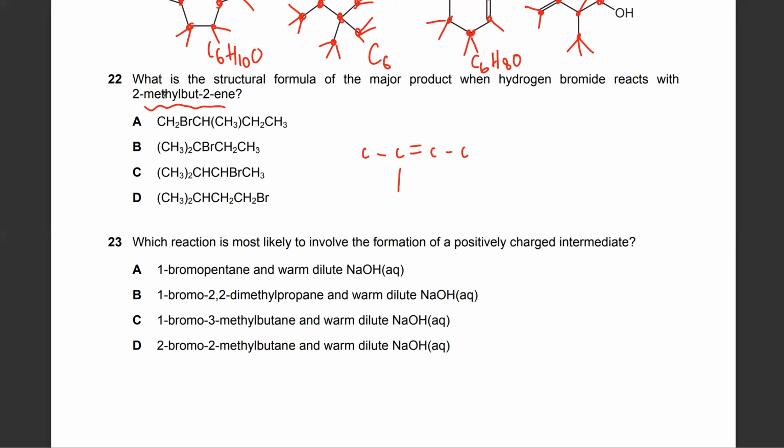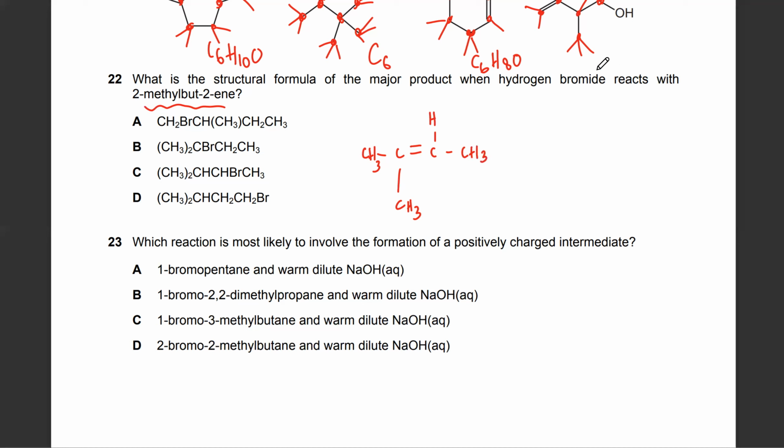So there's a carbon. This one will have 3 H's. This one over here will have 3 H's. This one has 1 H. This one has 3 H's. Okay, so let's just focus on the double bond now.